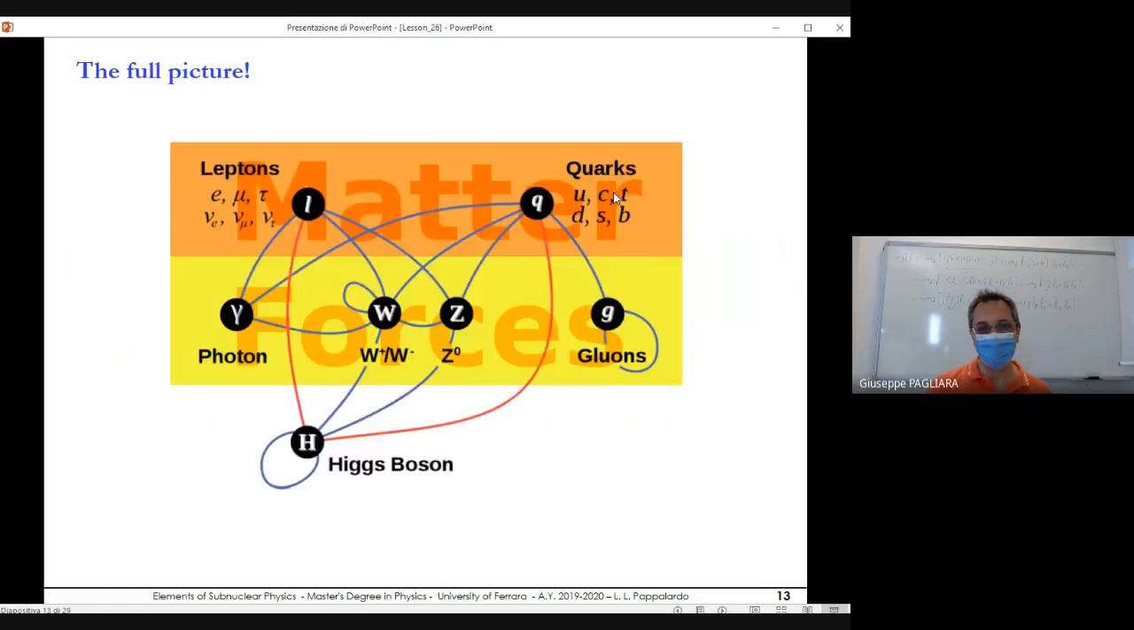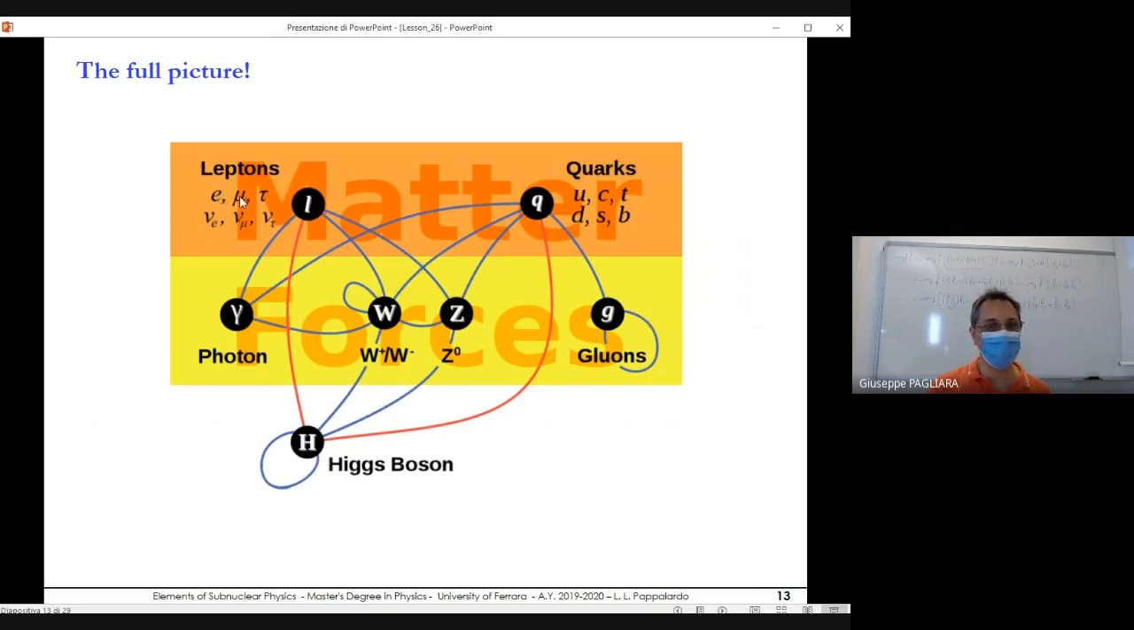So that's an important point. And now we can draw the full picture of the standard model. Okay, this I showed you already in the very first lesson, and now we are back here. So we can divide all the elementary particles into two main sectors: the matter particles, which are those that constitute the matter, and the gauge bosons, which are the mediators of the forces.